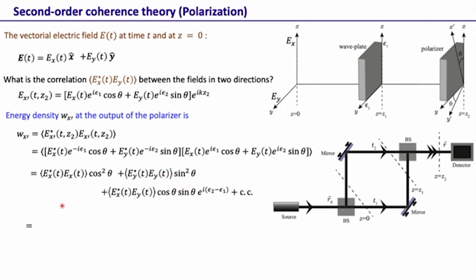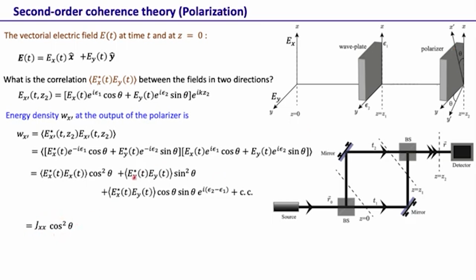So we can also write these ensemble averages in the following manner: E star x Ex, this ensemble average, we write as Jxx. In fact, this is the energy density or the intensity of the x polarization right at z equal to 0, and this cosine square theta is the component of the field that makes it through the polarizer. So if the polarizer was oriented along x, then the whole field would pass through the polarizer. But just because it is oriented at an angle theta, it's only the Jxx cosine square theta that passes through.